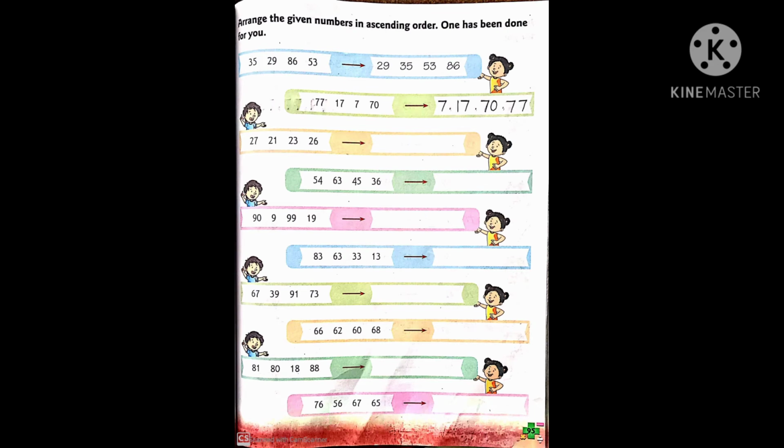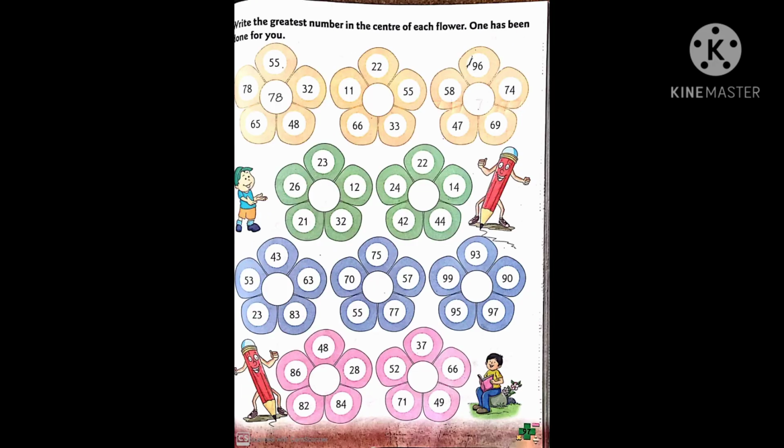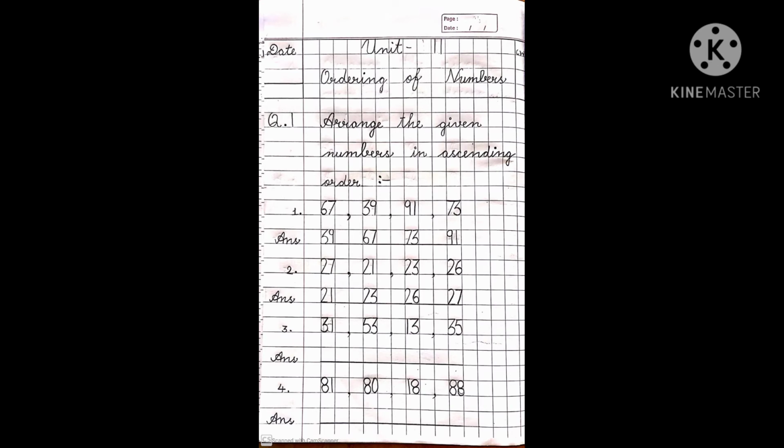Now, moving towards book work, we will complete page number 95, 96, 97 and 98 in the online class. Now, let's move towards our copy work. As you all know, you have to draw a two line margin, and on the left side you will write date, on the right side you will write CW, that is classwork. From the first four lines you will mention unit number and unit name. After that, you will leave one line and write question number 1, arrange the given numbers in ascending order.